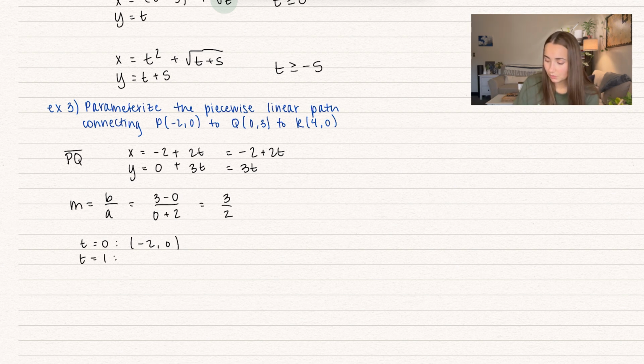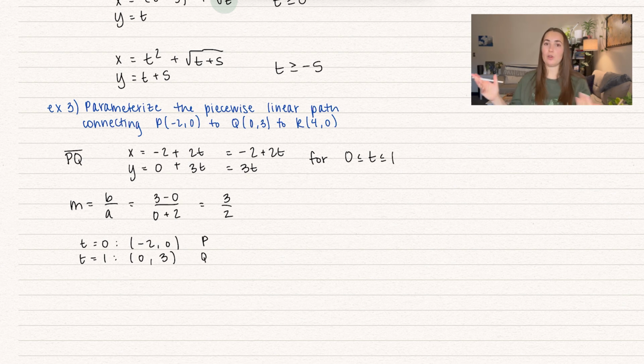So if I plug in t is equal to 1, I end up with -2 plus 2 is equal to 0. And then 3 times 1 is just equal to 3. So this is our P to Q. So this is going to be for t values between 0 and 1, right? Okay. So that's our PQ. It's nothing different than parameterizing just like a normal line.